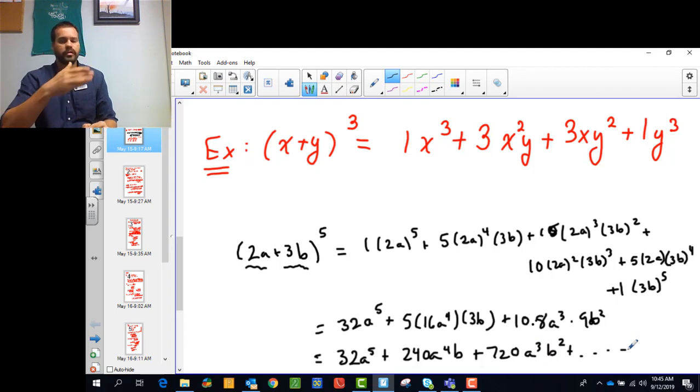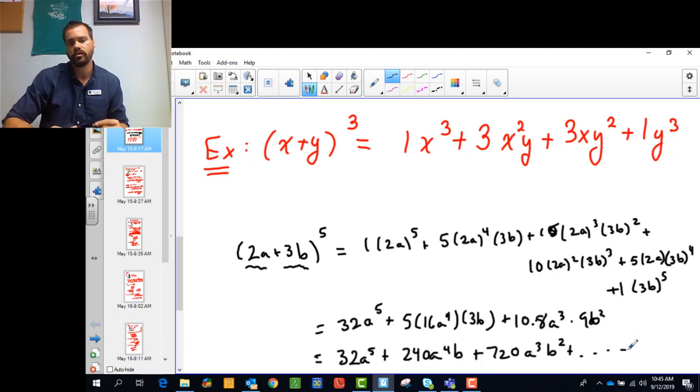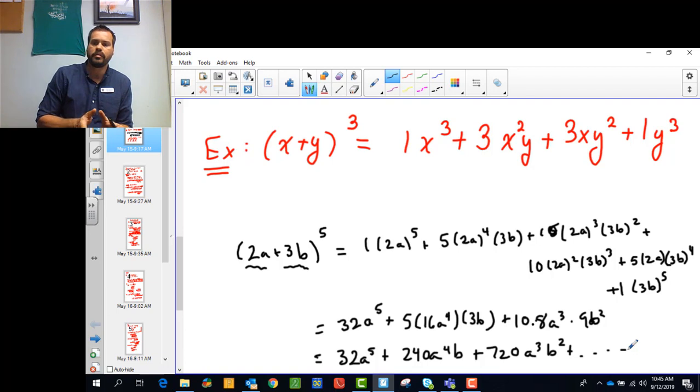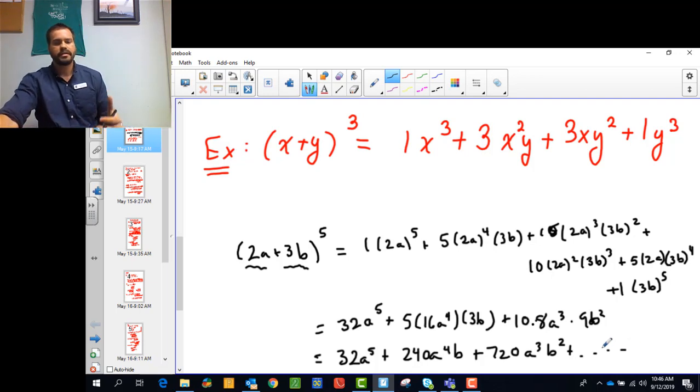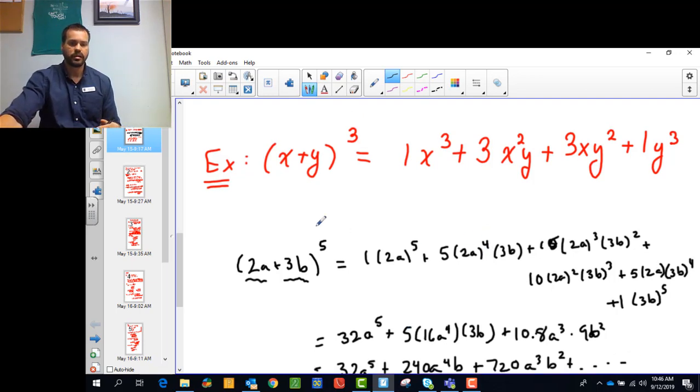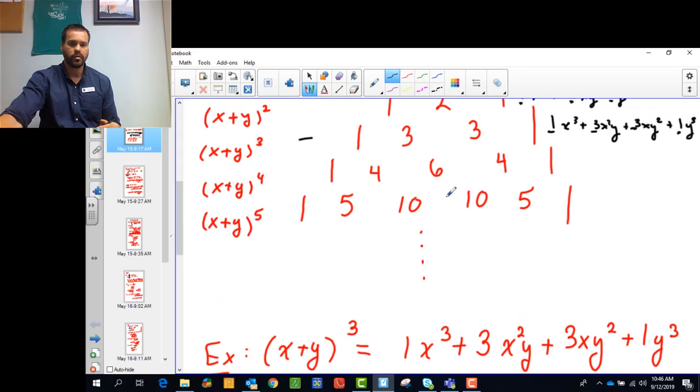We won't finish that just for the sake of time in the video, but that's the idea, that each time it would be worked out as 2 squared and 3 cubed next, and then 2 and 3 to the 4th next, and then finally 3 to the 5th. Okay, and you would just multiply those all together. So that's how you use Pascal's triangle. You just look at the power and go to that row.